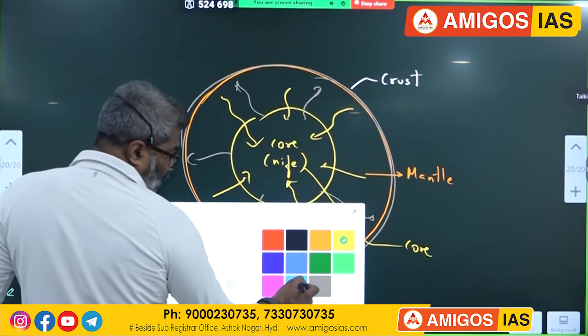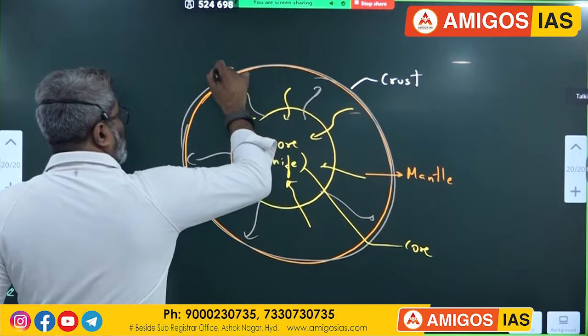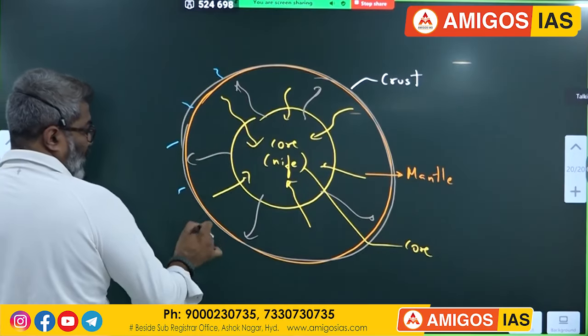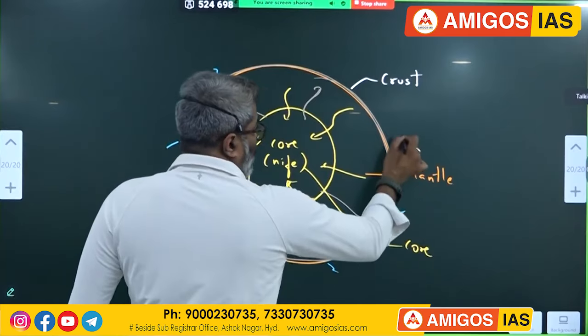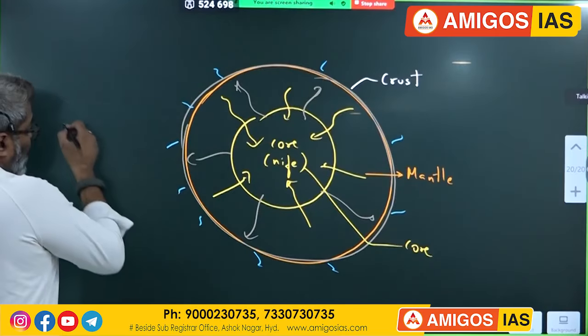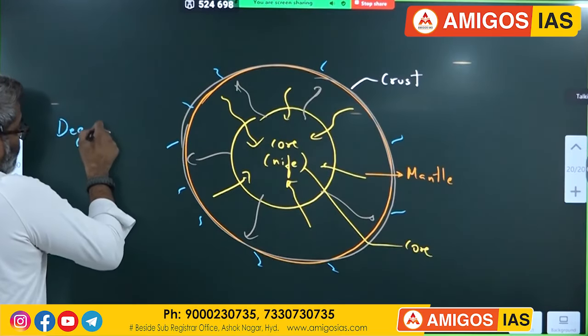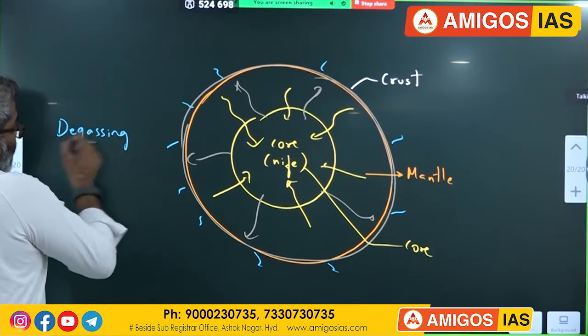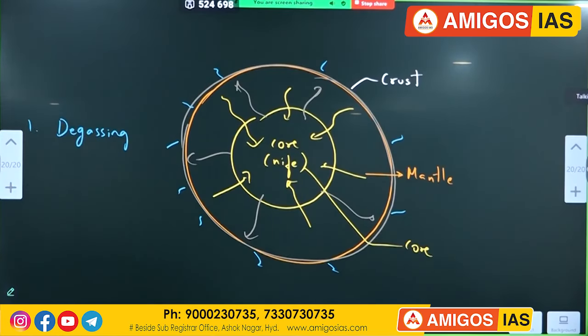So slowly Earth started to cool. This part of the Earth started to cool, because this is in contact with space. So it started to cool. This process is called degassing. The cooling process of the Earth is called degassing, where the Earth's outer layer started cooling.